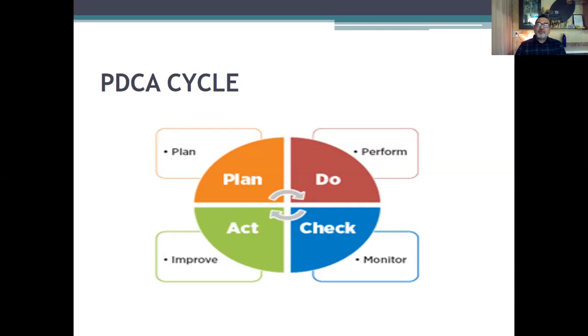It should be noted that the PDCA cycle is a recognized management system methodology that is used across various business management systems. But its use is both compulsory and highly beneficial within ISO 14001-2015.